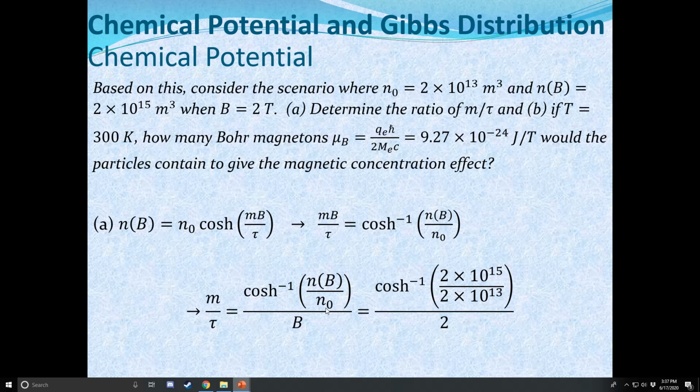So from here, we have this equation for the ratio, and we just have to plug the numbers in. So they give us everything up here, plug and chug, and you should get 2.65 inverse Teslas.